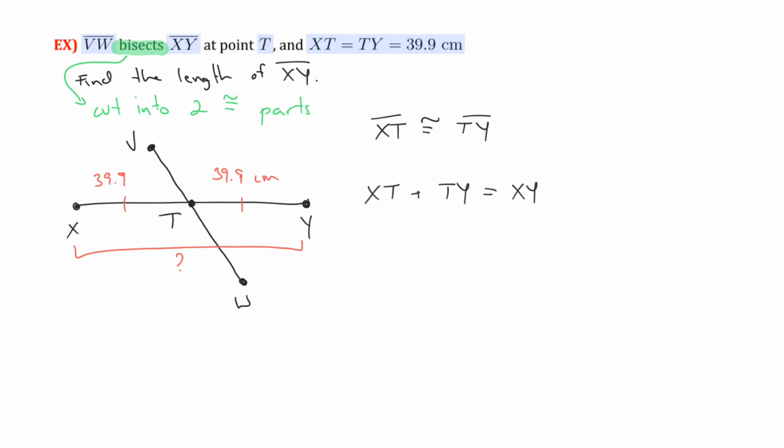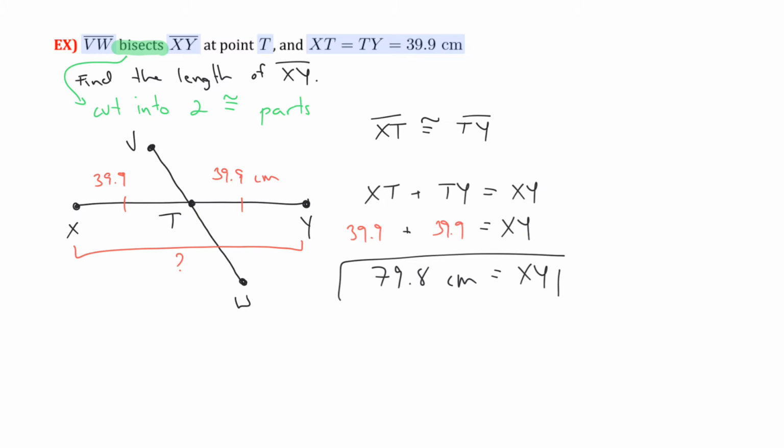Now, all we need to do is substitute in. So I get 39.9 plus another 39.9, and this is all going to be equal to the length of XY. All right, and then adding these two numbers together, what we get at the very end of the day is that 79.8 centimeters is equal to the entire length of XY.